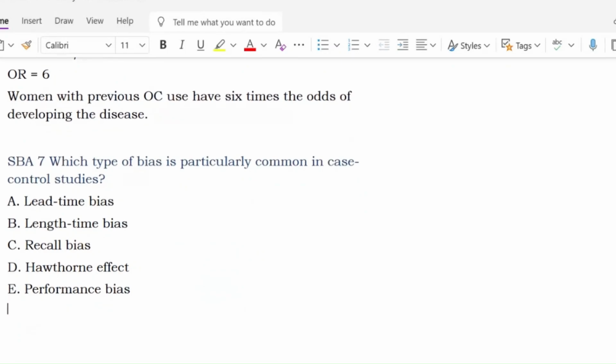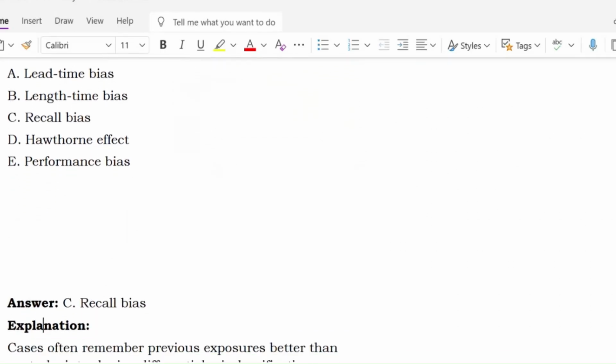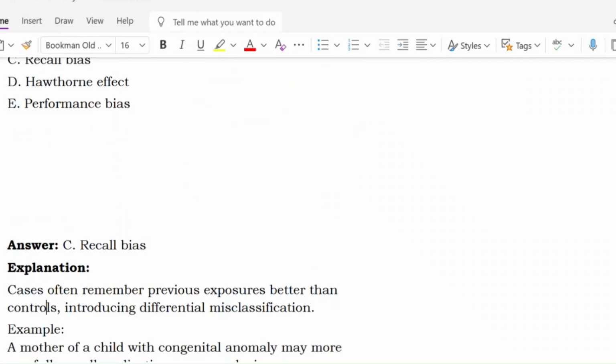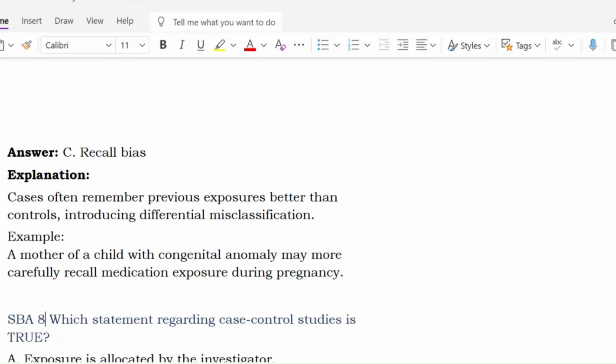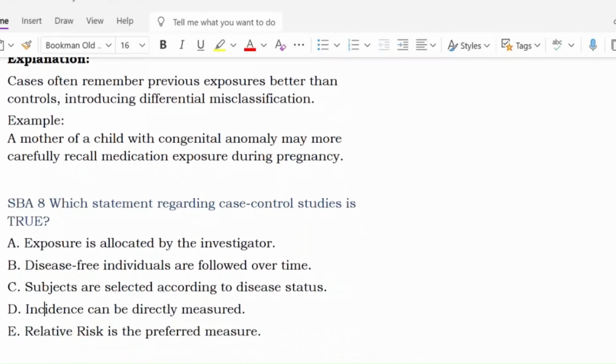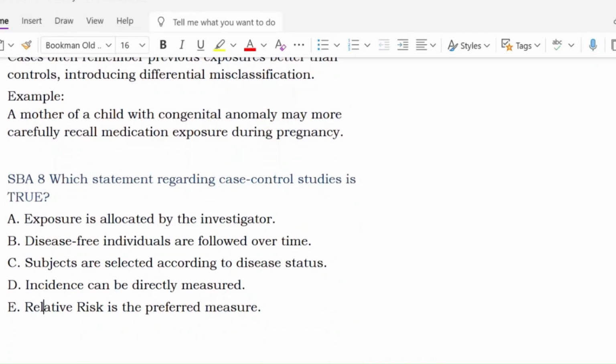Next. Which type of bias is particularly common in case control studies? Lead time bias, length time bias, recall bias, Hawthorne effect, performance bias. Recall bias, sir, option C. Yes, that we discussed. Recall bias is common because cases often remember previous exposure better than controls, introducing differential misclassification. A mother of a child with congenital anomaly may more carefully recall medication exposure during the pregnancy. Next.